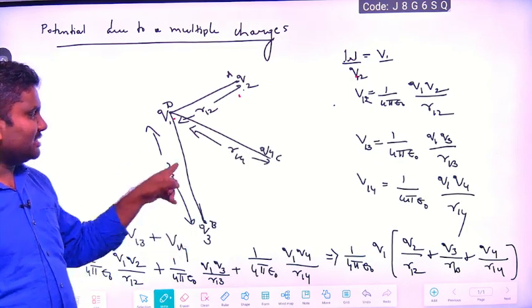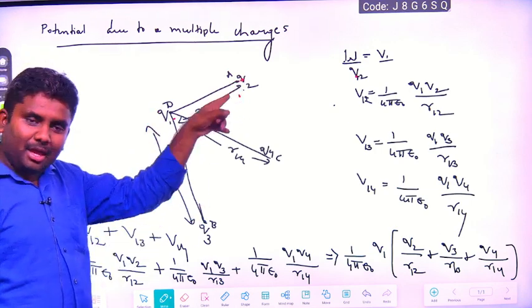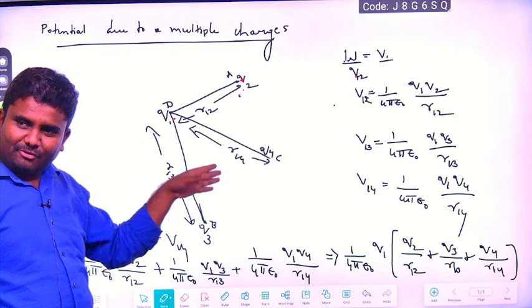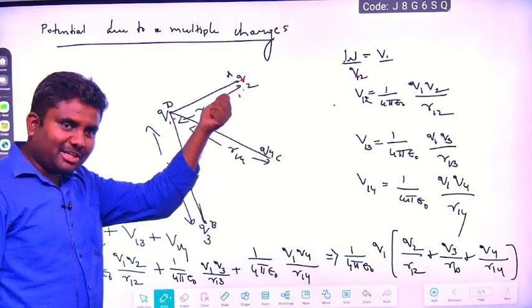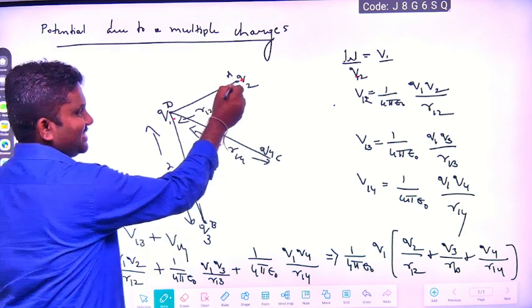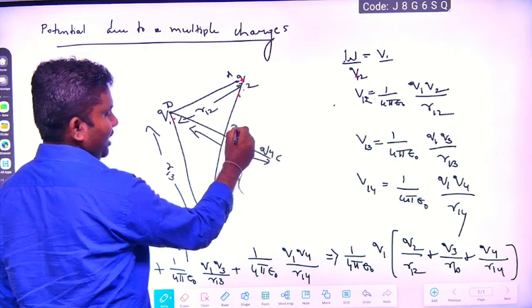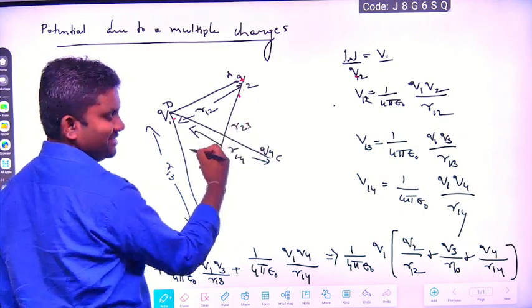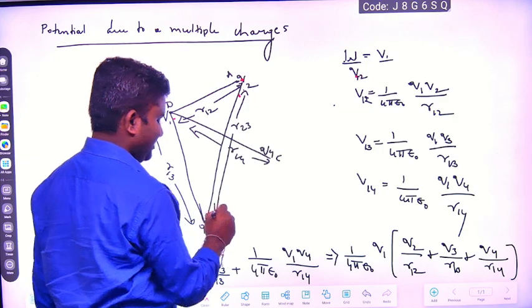Whenever I am bringing this charge near this charge, definitely this charge is already there. This also will apply force. That means electric field will act even due to that also. So, you need to do work for that also. What is the work done for that? The distance is, how much distance? R23. You are not asking this question.